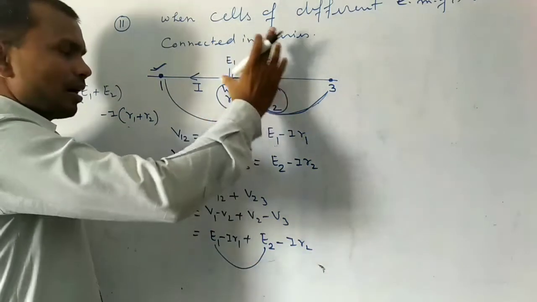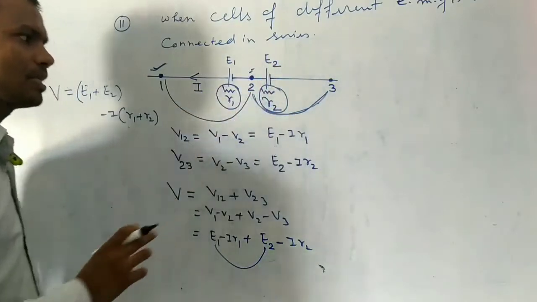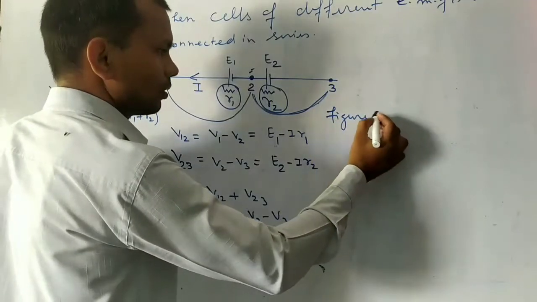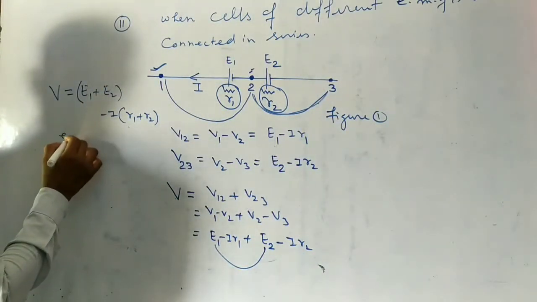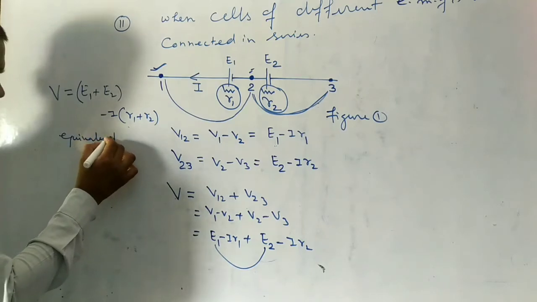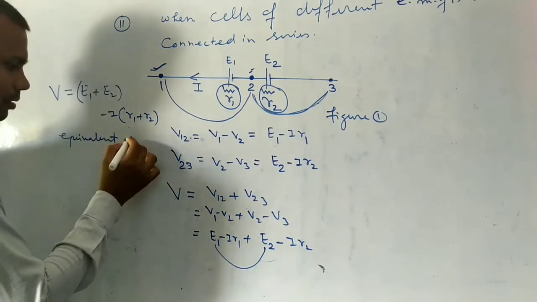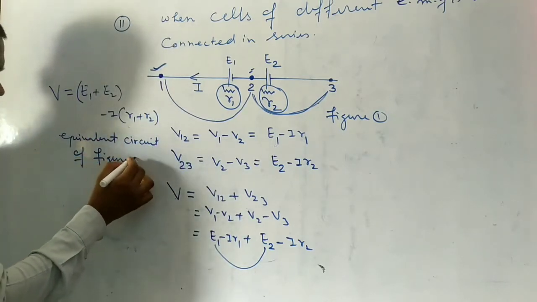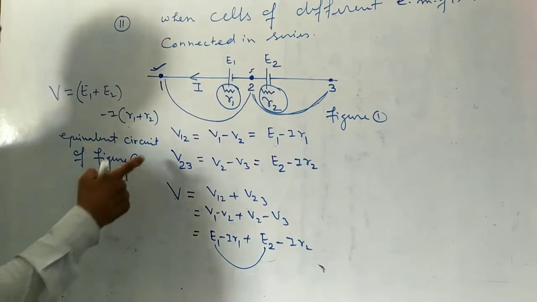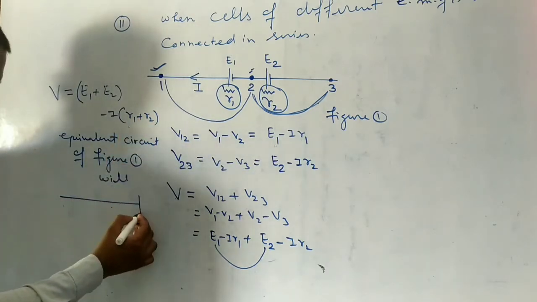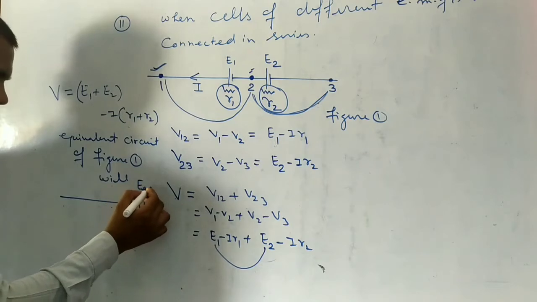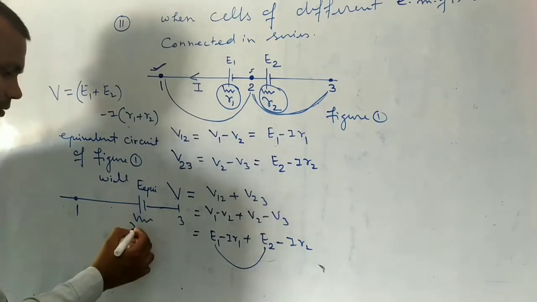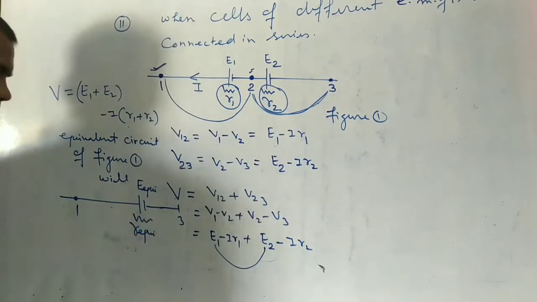Now suppose we are going to make the equivalent circuit of this. So suppose this is figure 1. Now the equivalent circuit of figure 1 will be like this. Suppose this is the equivalent cell, this is point 1, and after this is point 3, and this is the total equivalent internal resistance, right?